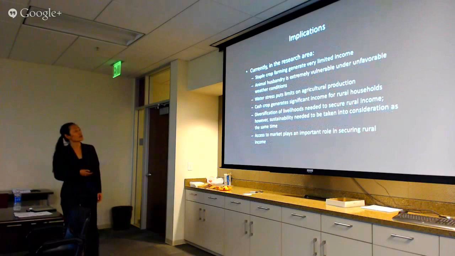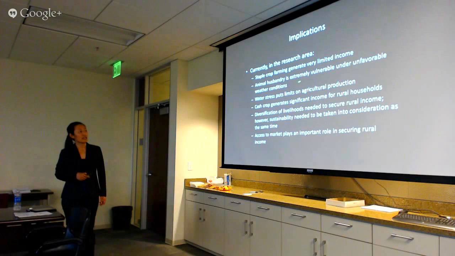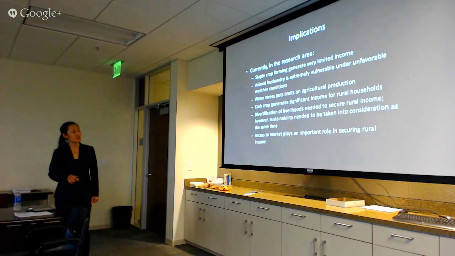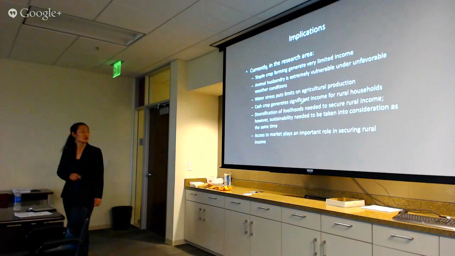And so the implications, as we could see: stable crop farming generates very limited income. Animal husbandry is extremely vulnerable to unfavorable weather conditions. Water stress puts limits on local agricultural production. And cash crops generate significant income for rural households. Diversification is needed, but at the same time, the sustainability issue should be considered. Last but not least, access to market plays an important role in securing rural income.